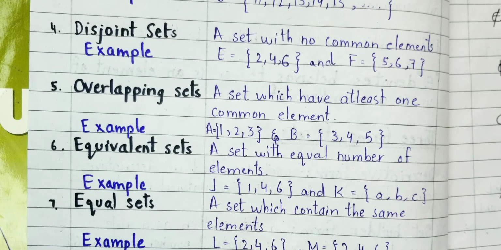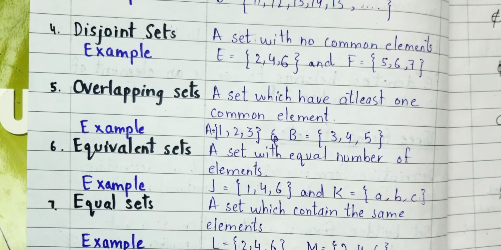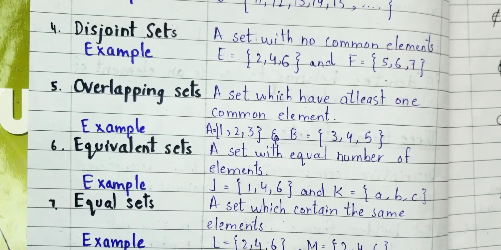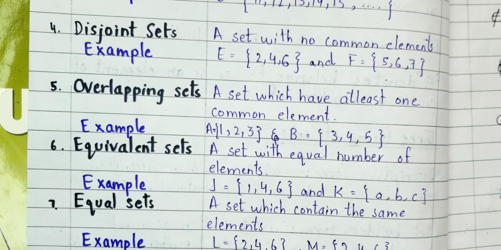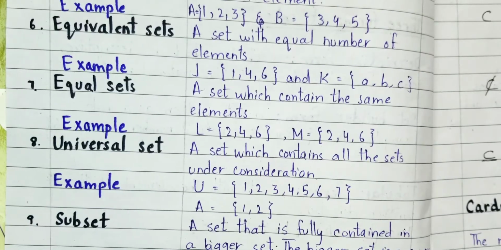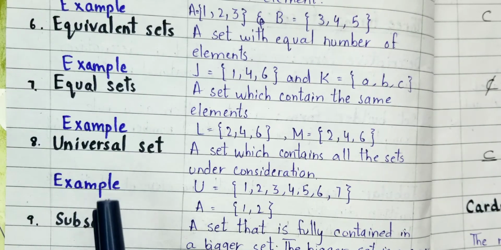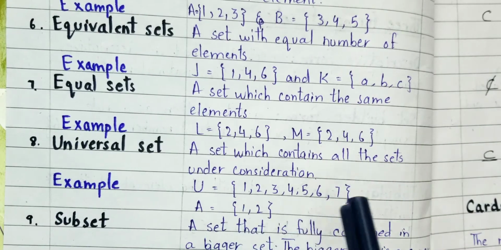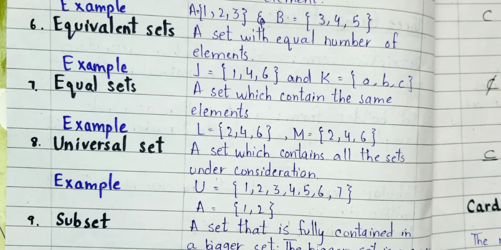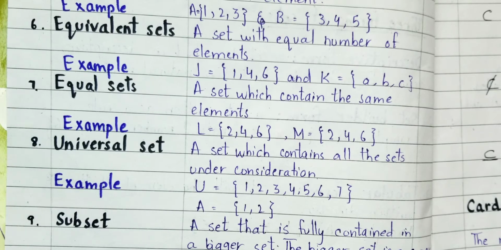Now the other type is equivalent set. An equivalent set is a set with an equal number of elements. For example, J is equal to {1, 4, 6} and K is equal to {A, B, C}. J has 3 elements and K also consists of 3 elements. The elements are not the same, but the number of elements is the same. So if the number of elements is the same, they are called equivalent sets.